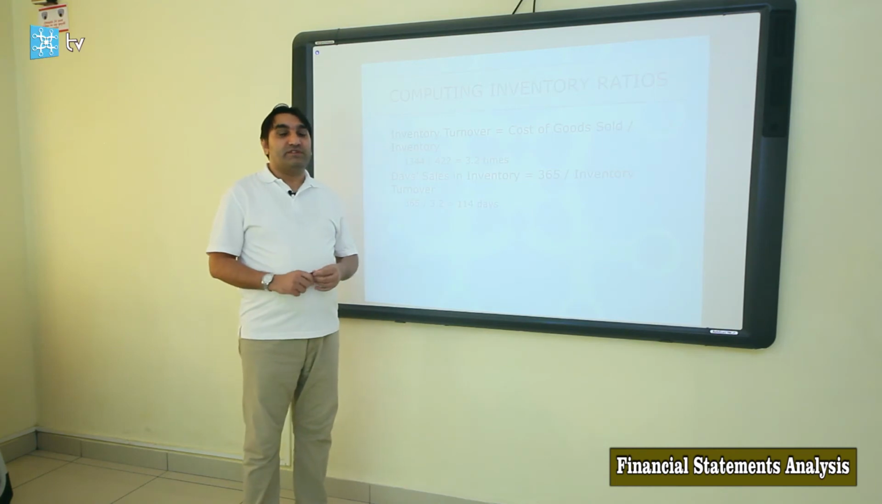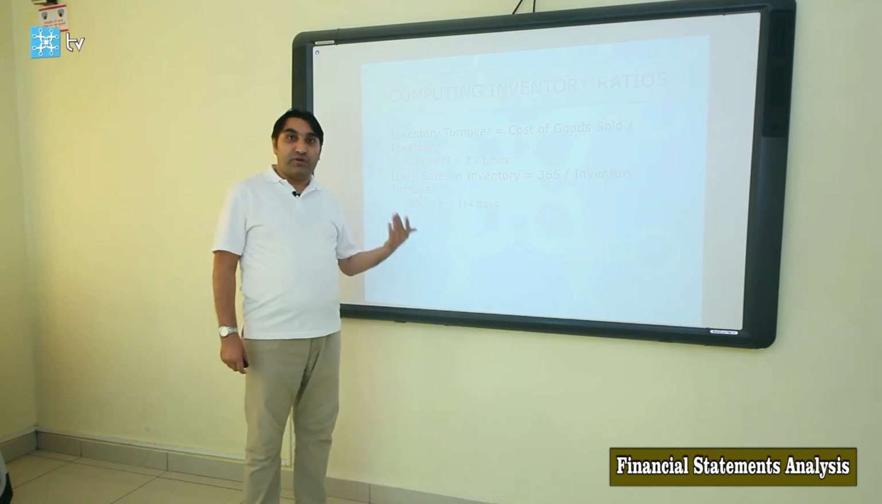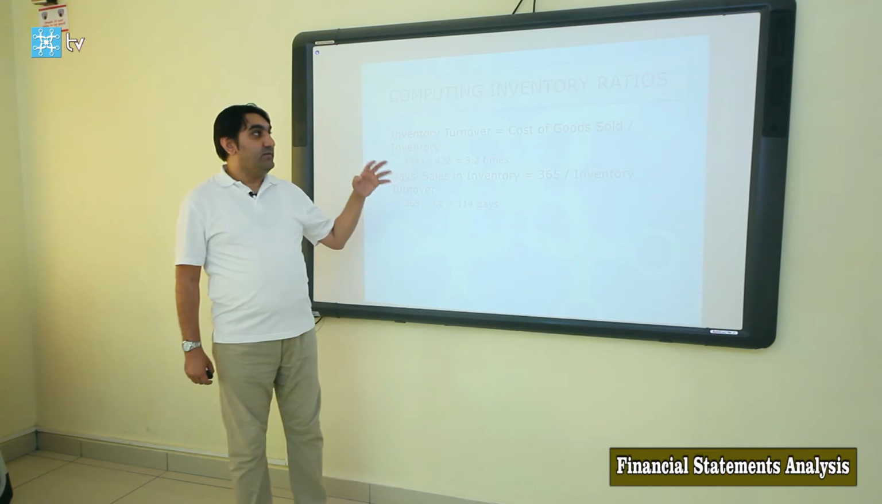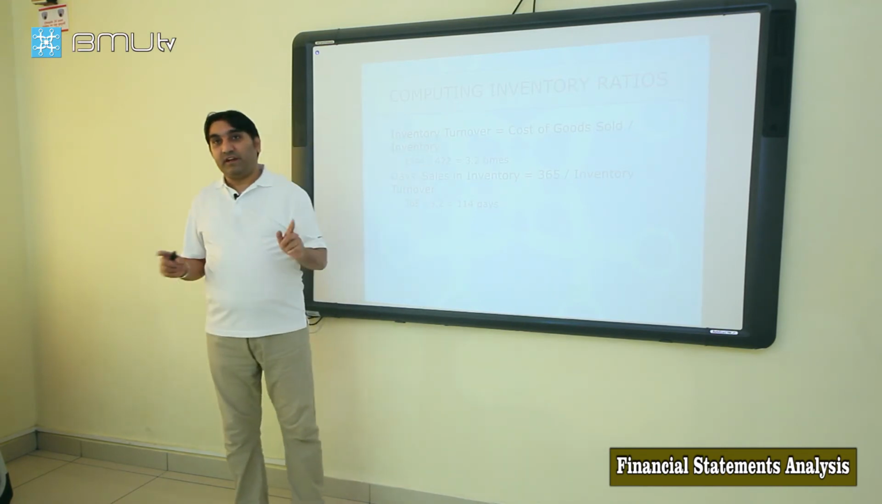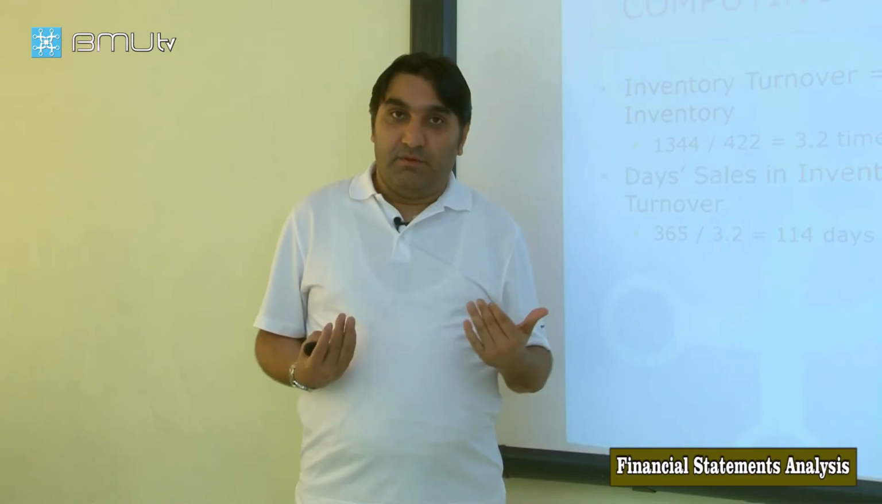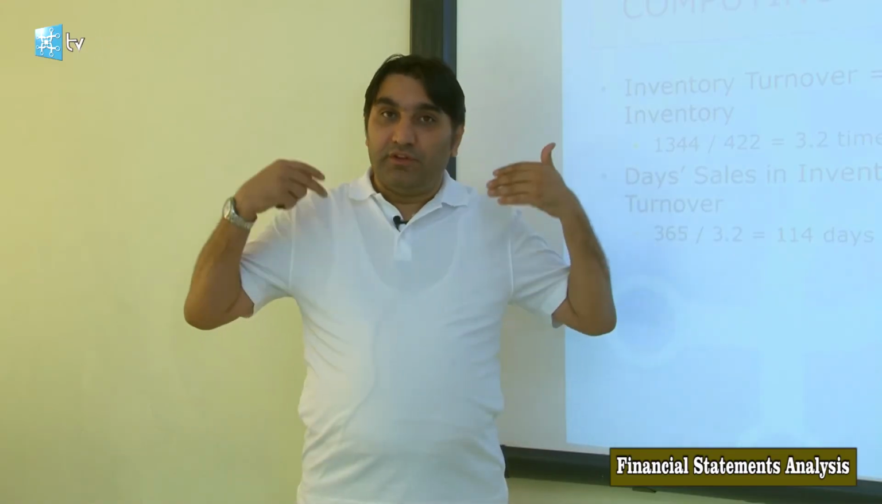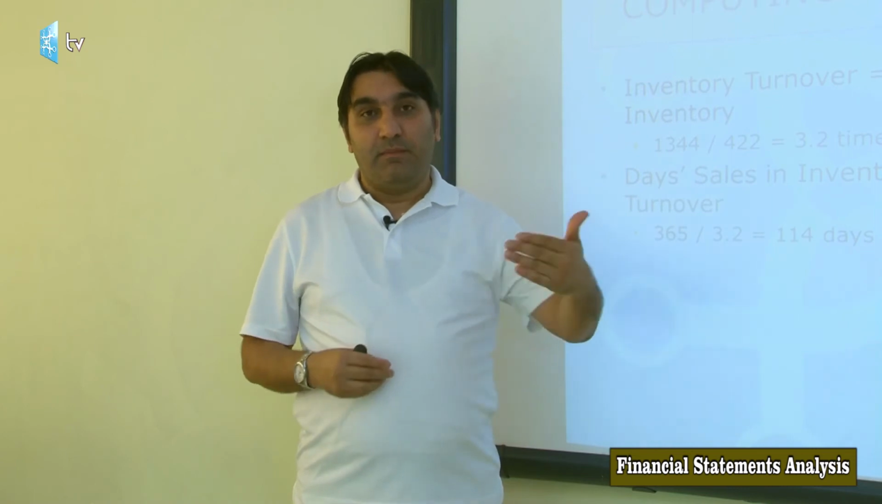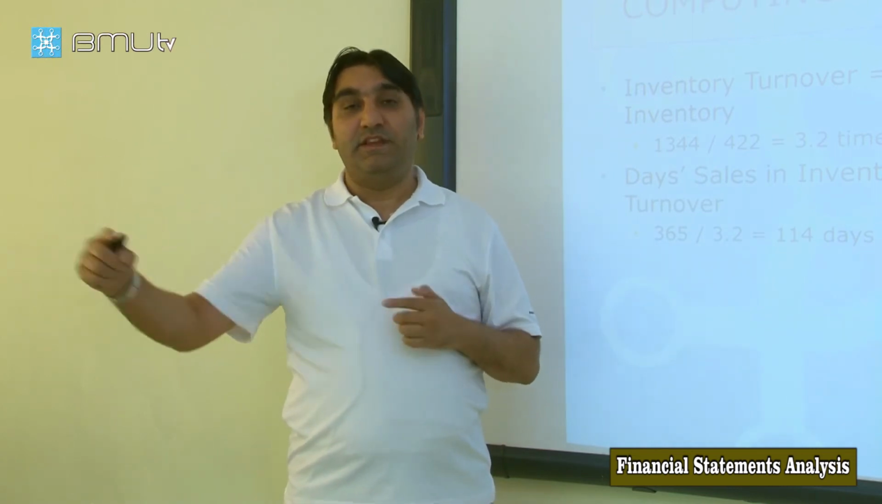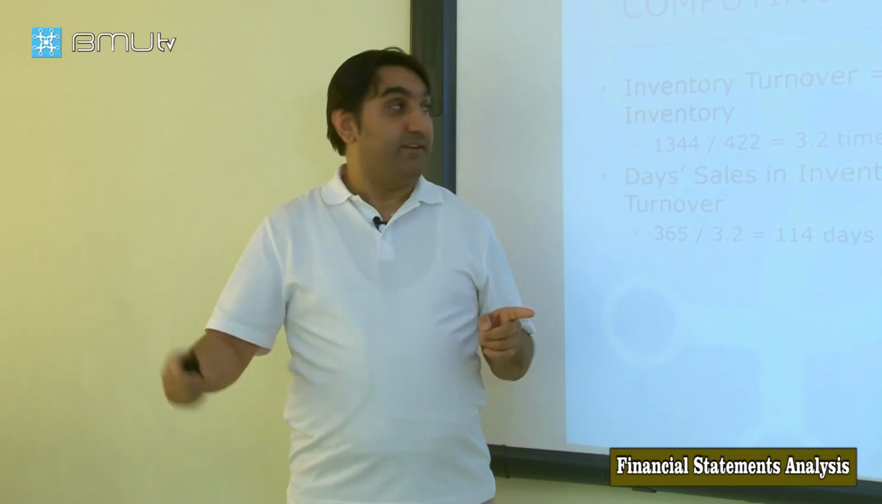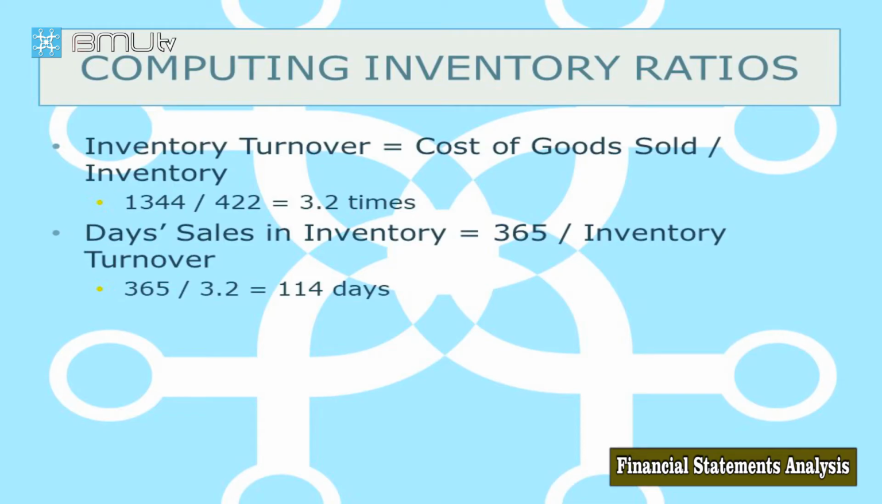Next group of ratios is asset management ratios, or turnover ratios. We start with inventory turnover. Inventory turnover shows us how many times in a year our company has turned its inventory over. We have bought new inventory, produced it and sold it. How many times in a year this cycle has been repeated. So it's calculated as COGS, cost of goods sold, divided by inventory.